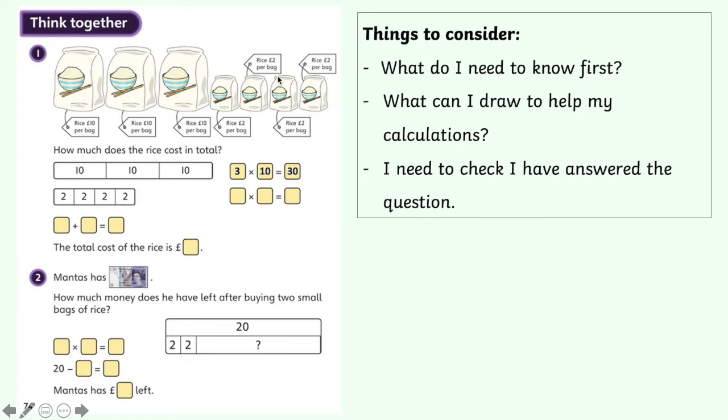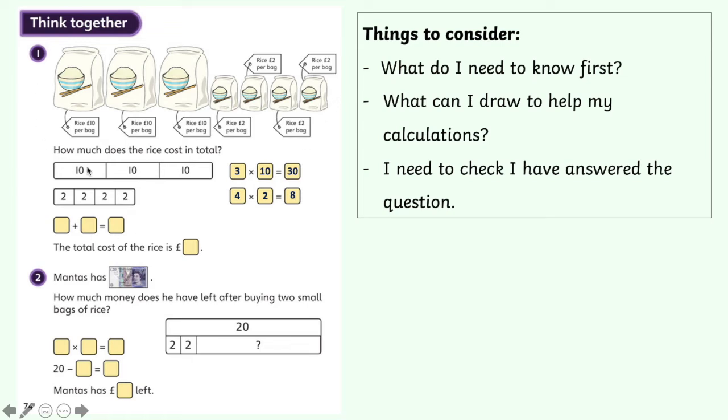What about the little ones? Well, these are £2 each, so I could just count up in twos, can't I? 2, 4, 6, 8. And you can see I've represented that in a bar again. 4 groups of 2, or 4 times 2 equals 8.